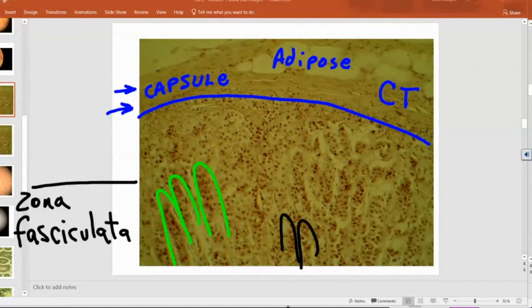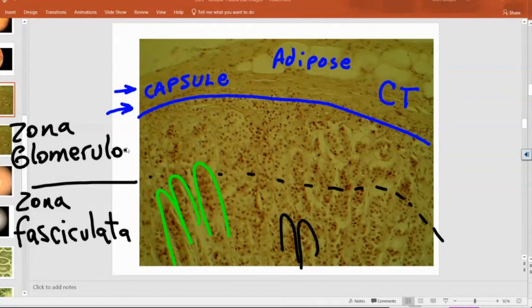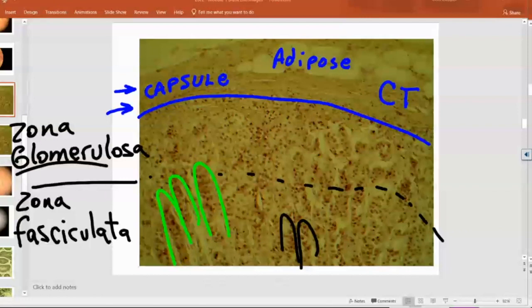But the way I'm going to do it with you is about from there down. That's fasciculata. And up here, just under the capsule, that's the zona glomerulosa. I have a way to tell you what that means, but it's not anything we've heard of, so it doesn't matter. So what I'll tell you is when we get to the urinary system, there's part of the kidney called the glomerulus. We'll talk about it then. But for right now, there's no reason for you to know that.